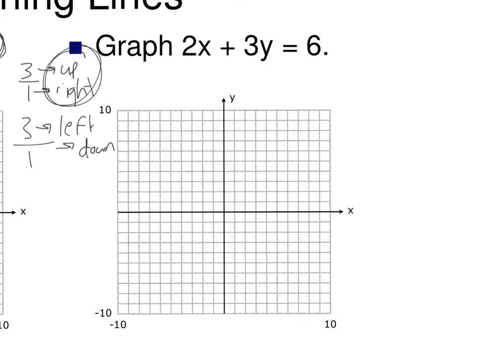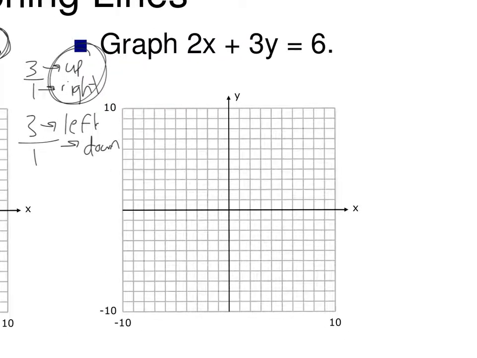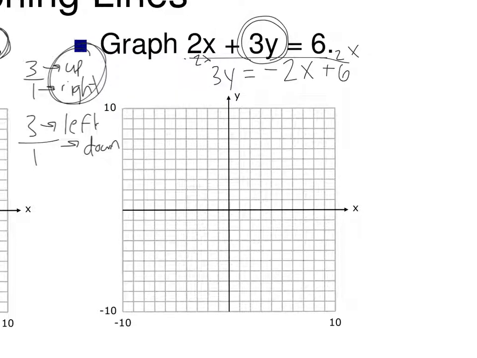Okay, let me go over here. Now, notice that this one is not in y equals mx plus b form. So what I'm going to have to do is get it into that form. So the first thing I'm going to do is get y by itself. So here we go. We got 3y. We're going to subtract 2x to the other side, subtract 2x. And I'm going to get 3y equals negative 2x plus 6. All right, last step, I'm going to divide everything by 3. Okay, I'm going to go over here now, and I'm going to get y equals negative 2/3 x plus 2.